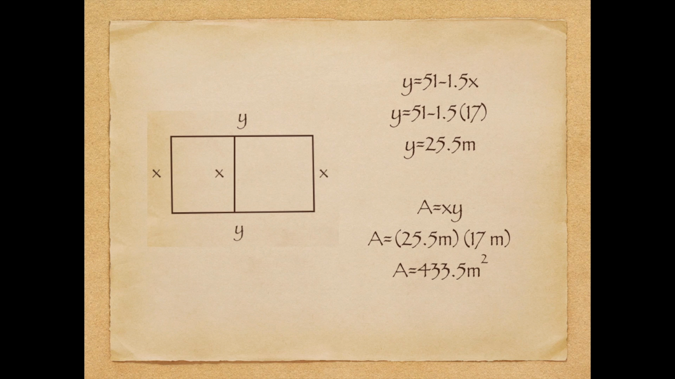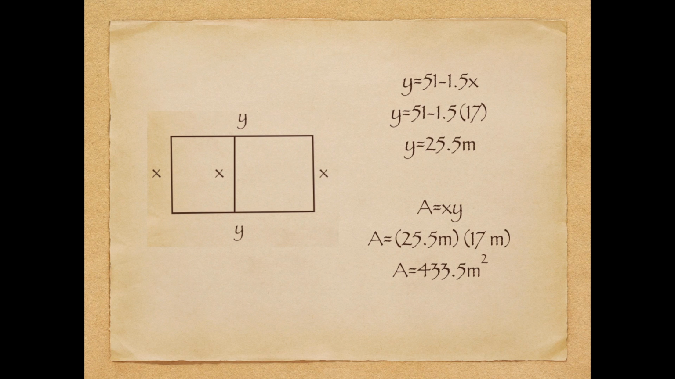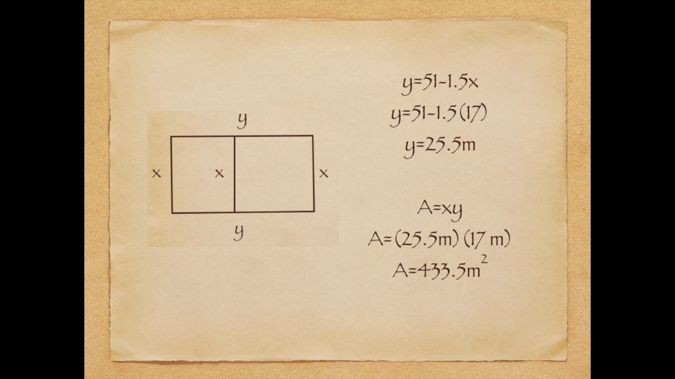So then we will just plug in the x that we determined. The x is equal to 17 meters. We'll plug that in to our y equation that we got from rearranging the perimeter equation over there. y equals 51 minus 1.5x. We plug it in, get y equals 25.5.